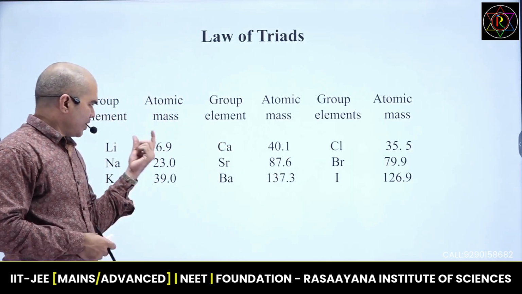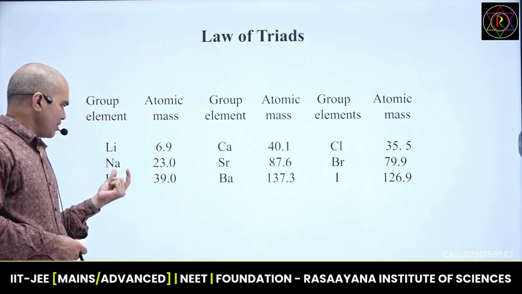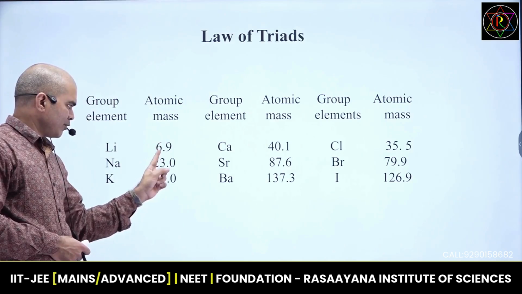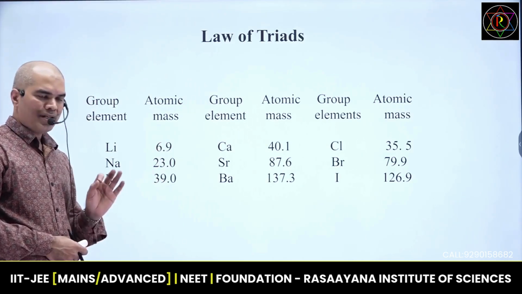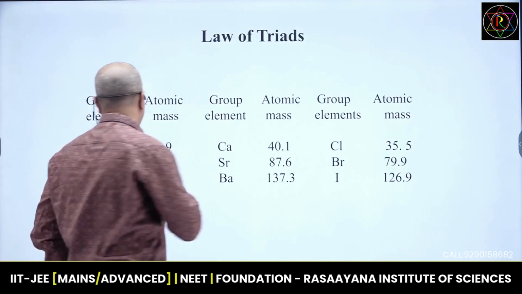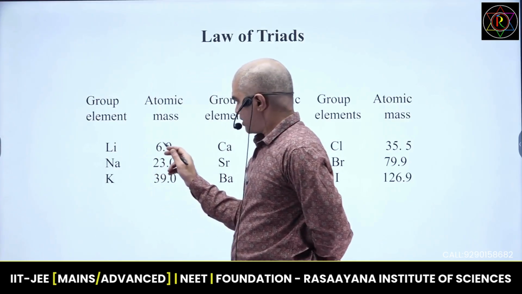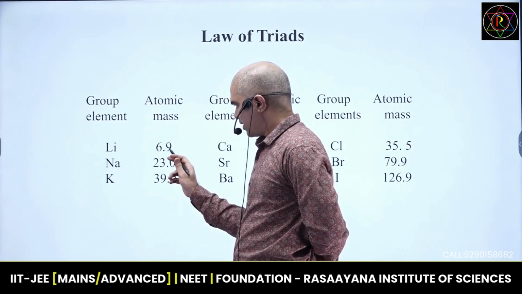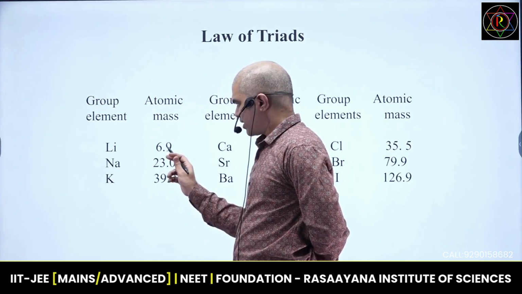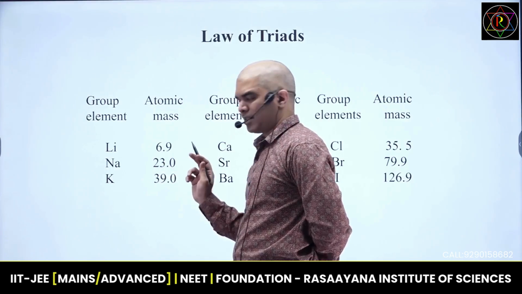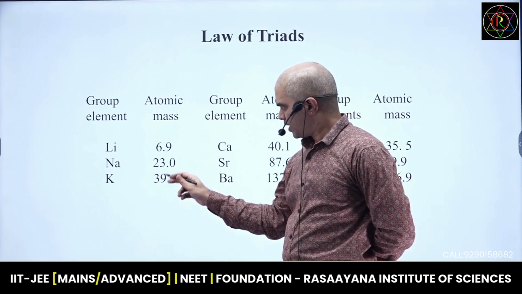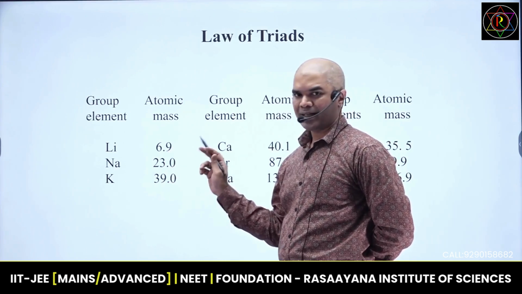If I choose a particular triad of 3 elements, the atomic mass of the central element is the average of the first and third elements. Let me give you an example here. The lithium atomic mass is 7, potassium atomic mass is 39. So 39 plus 7 is 46, and 46 by 2 is 23. So the atomic mass of the central element is the average of the first and the third element.